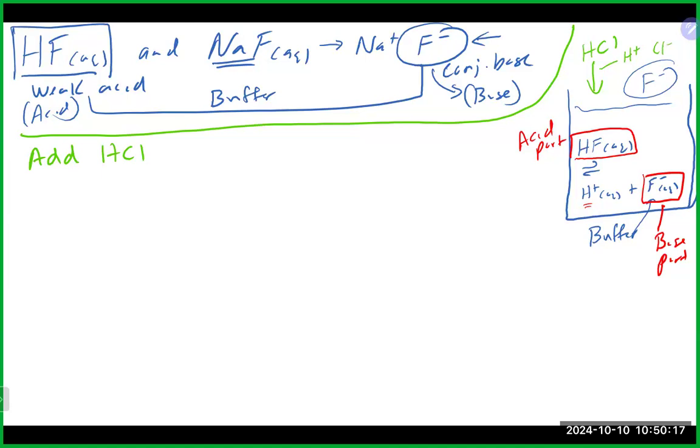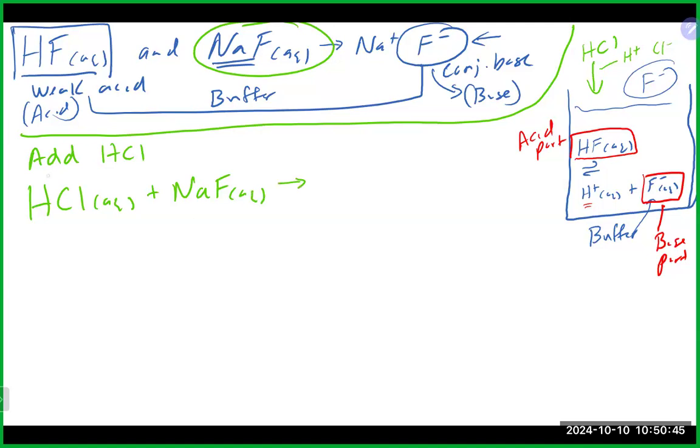It is going to be the base part of the buffer, right? They're called acid-base reactions, right? Not acid-acid reactions. So when you drop this acid in there, you're going to get a reaction between the hydrochloric acid and the base part of the buffer, which is the sodium fluoride. Again, really the fluoride part is the important part here.